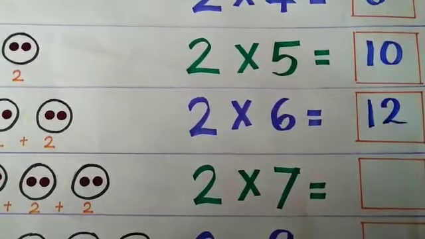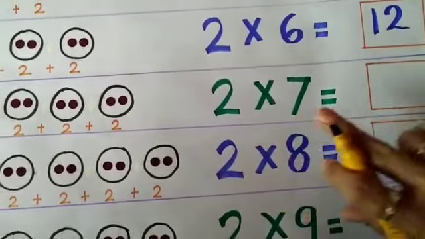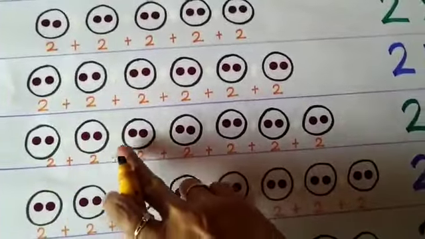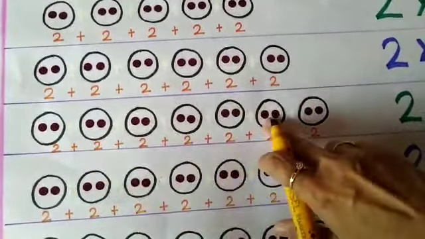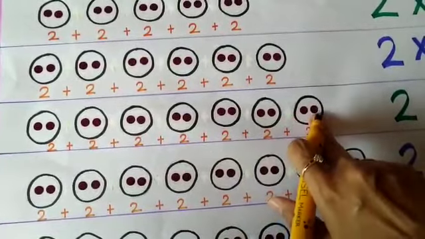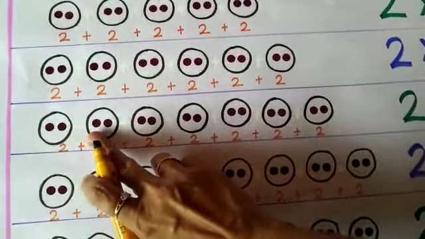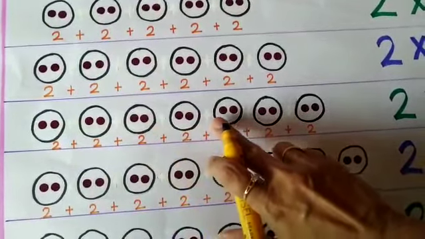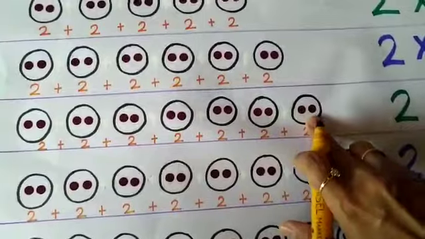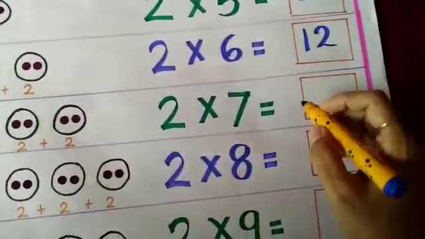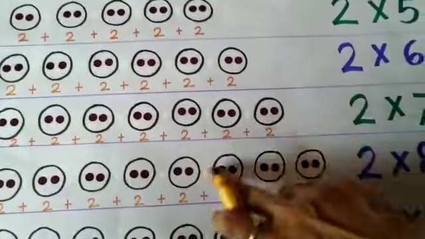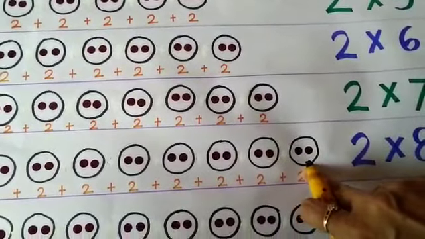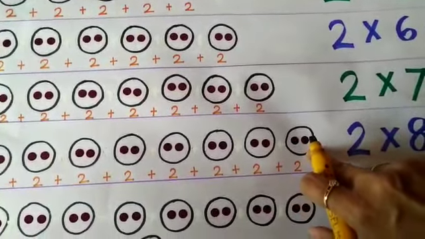Now after that, 2 bindis we are going to take 7 times in 7 circles. See here 1, 2, 3, 4, 5, 6, 7. And here already 12 plus 2, that is 13 and 14. Let's count again. 1, 2, 3, 4, 5, 6, 7, 8, 9, 10, 11, 12, 13, 14. So 2 7s are 14. And when we add 2 more, it will become 15, 16.